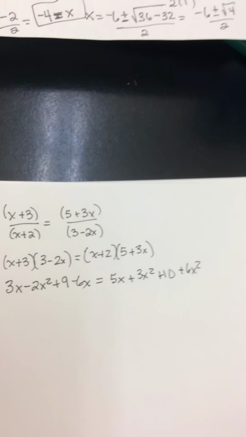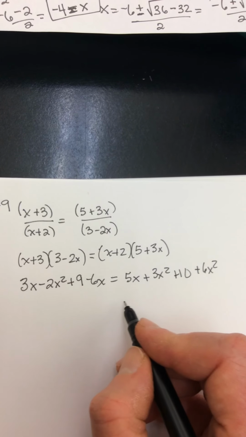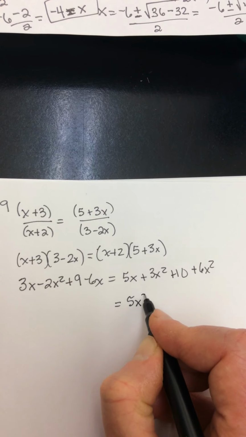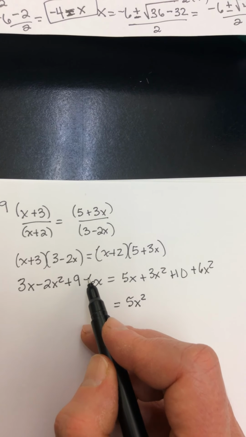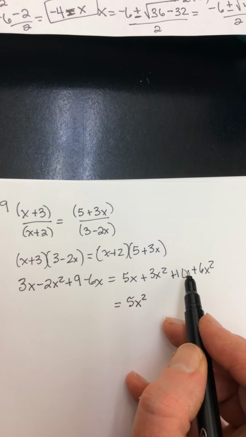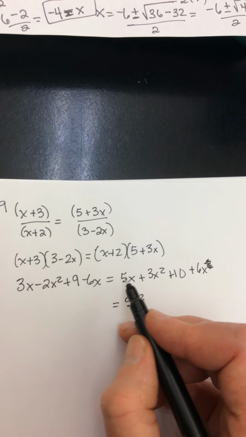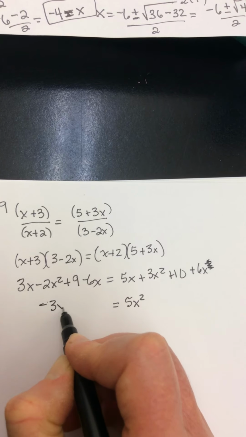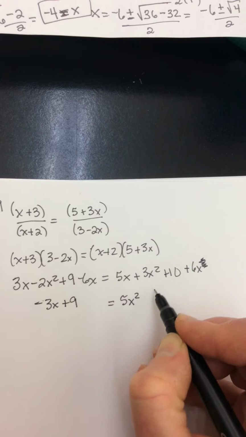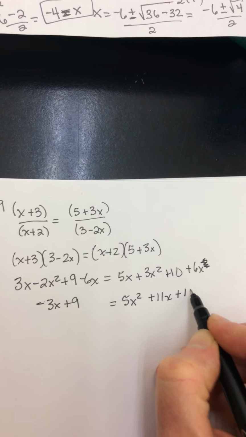Okay, and so now take all your terms to one side. So we bring our negative 2x squared over, it becomes positive. So it's going to be 5x squared. 3x minus 6x is minus 3x. And so when we bring it over here, wait, there's not a squared on this. When we bring it over here, we had 5x, and okay, so we're left here with, I took my 2x over, left here with negative 3x plus 9. And on this side, we have plus 11x plus 10, okay?